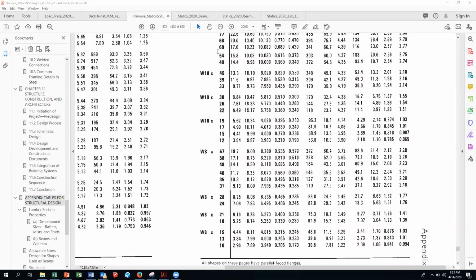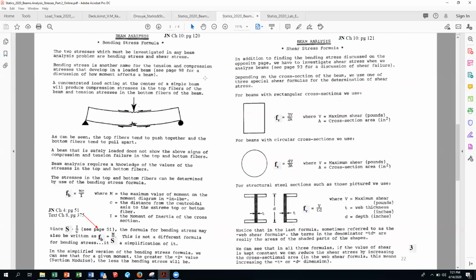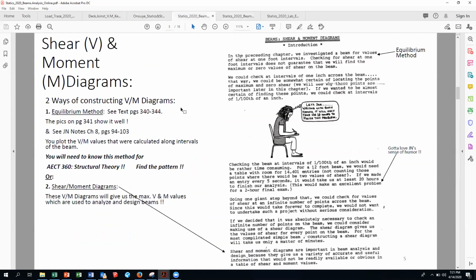If you can get into this pattern, especially for you folks who are taking structural theory, and you get comfortable with knowing these patterns, you're going to be in good shape. So really what we're doing is we're following this for stresses, and then we're actually following this for shear moment diagrams, and then you've got another one on reactions, okay?